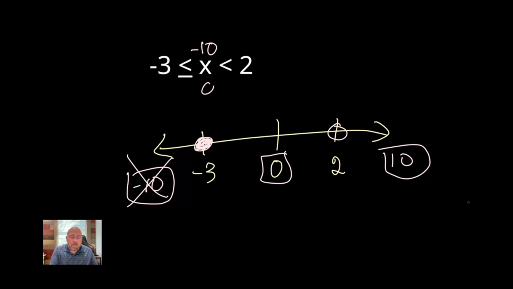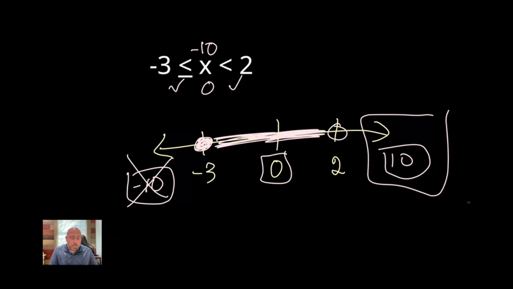Then we would go and try the number 0. -3 is less than or equal to 0. That is true. And now notice we have to do the same thing with this side now. 0 is less than 2. Yes, that is true. So that means this middle is our solution.